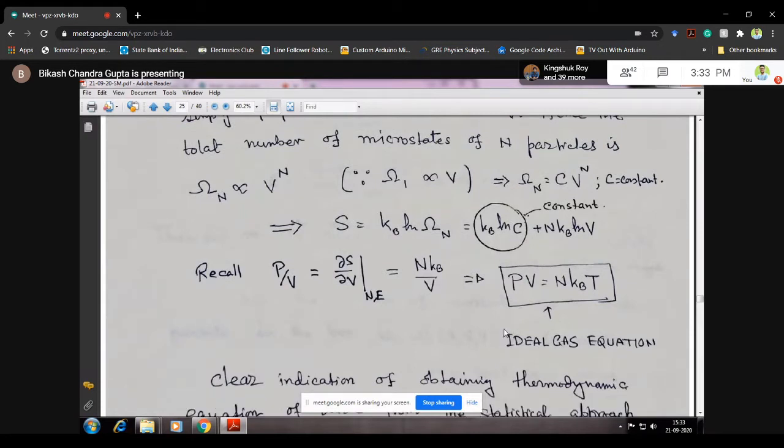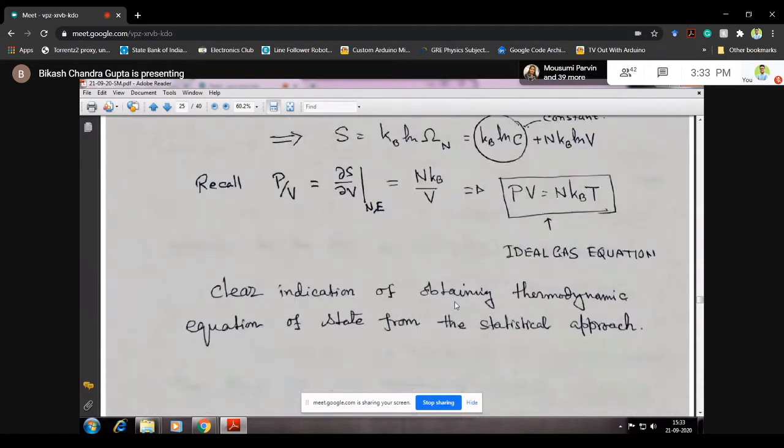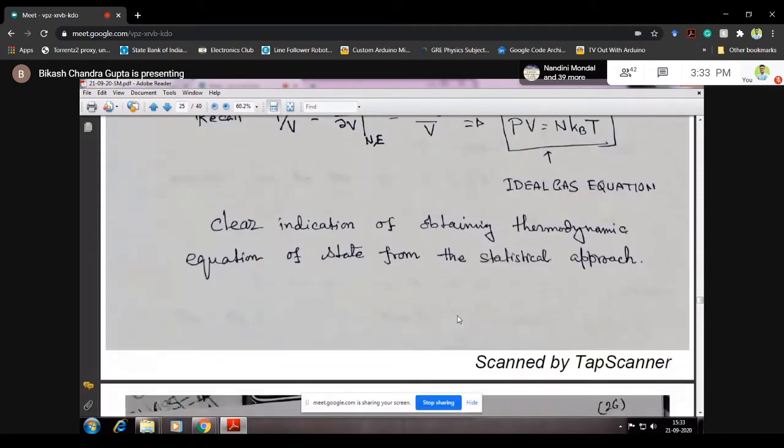And therefore it tells you that in terms of microstates, if you adopt the statistical approach, you can reproduce the thermodynamic relations. This is one good test. So far so good as far as we talk about the microstates and connect them to the entropy of the system.